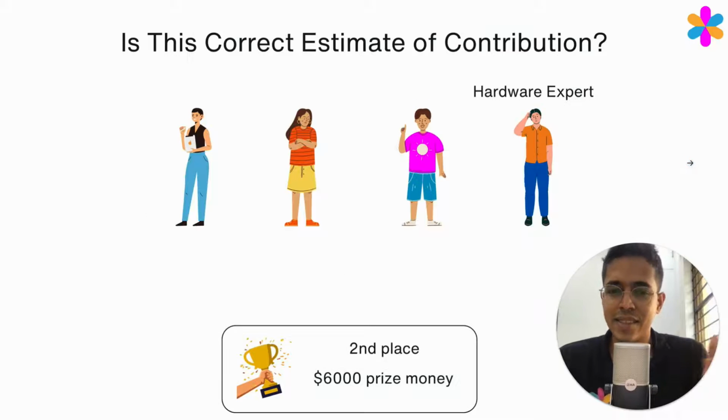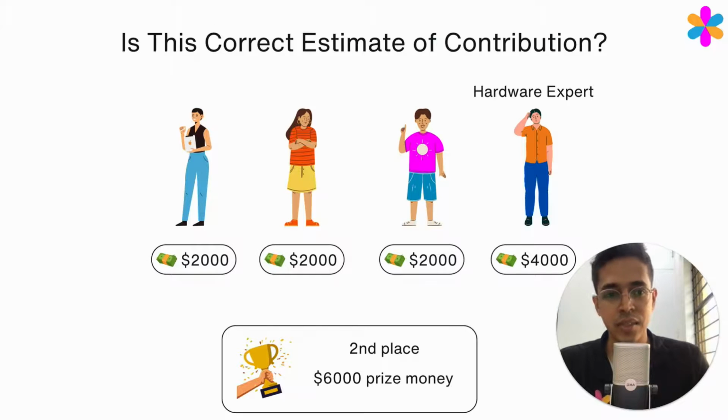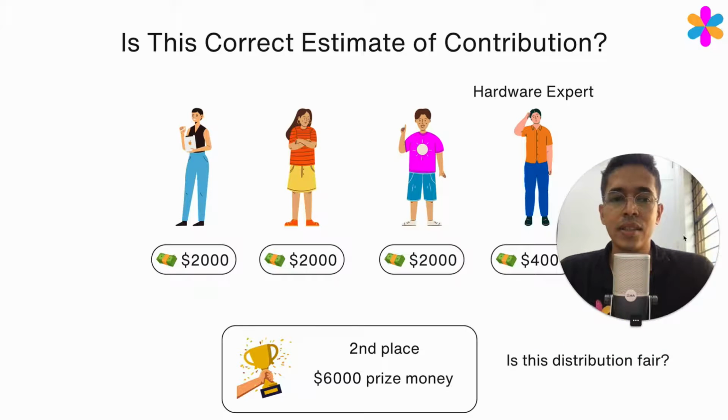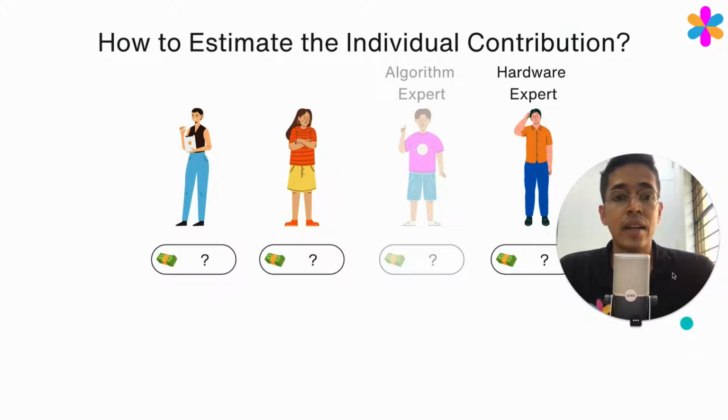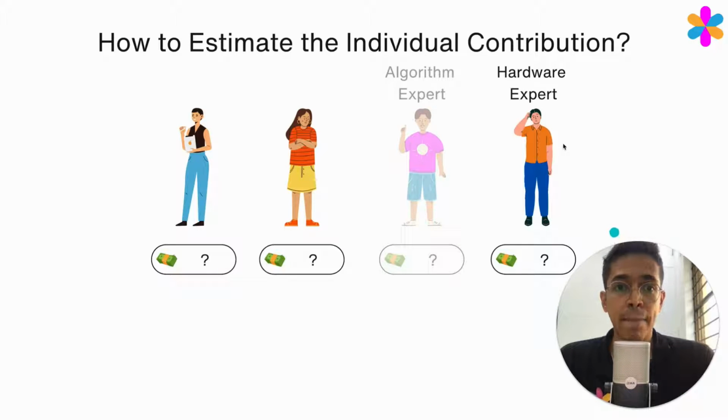So is this a good way to think about it? Does it mean that the 4th person actually deserves $4,000 and the rest of the people can divide the $6,000 in equal or unequal proportions? Is this correct? It is not necessarily correct or fair. The reason for that is the hardware expert, who's the 4th guy, may need an algorithm expert within the team to perform really well.